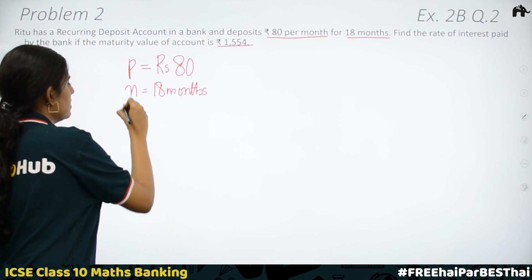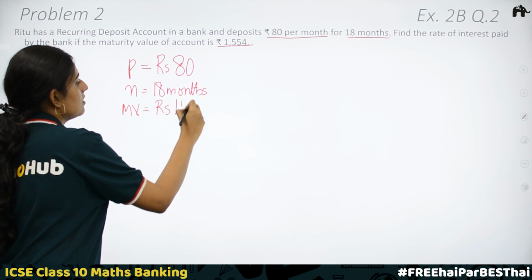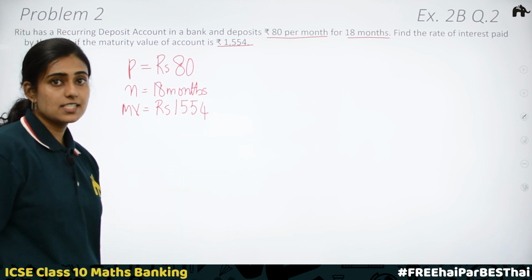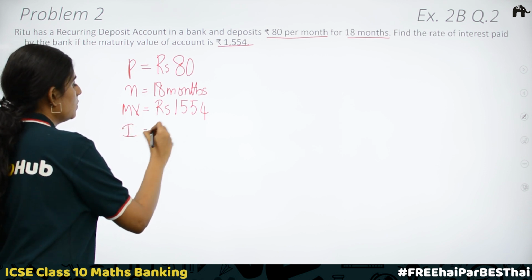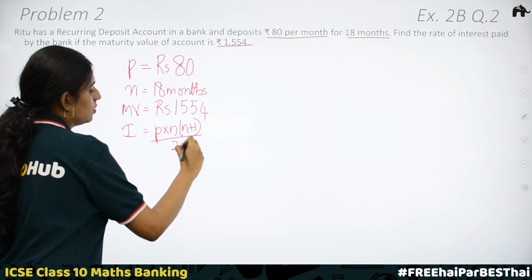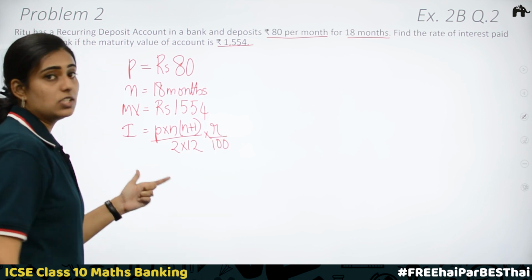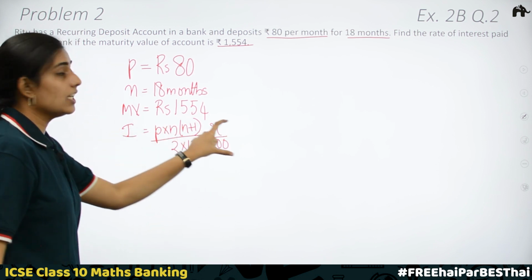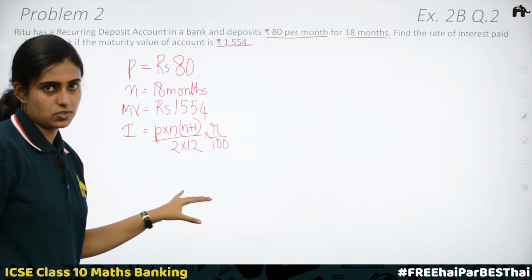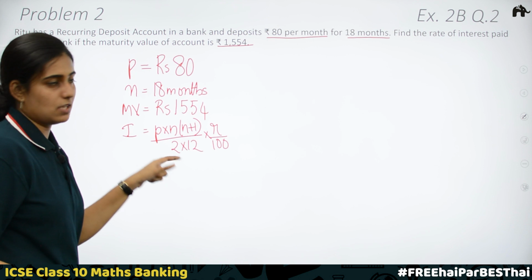Also, the maturity value is given. Maturity value is equal to rupees 1554. How do you find the interest? Yes, interest I is equal to P into N plus 1 divided by 2 into 12 into R divided by 100. You shouldn't substitute the values first. First, you need to write the expression, that is the formula to find interest. Only then substitute the values. Since you are using this in every question, you don't skip this step.